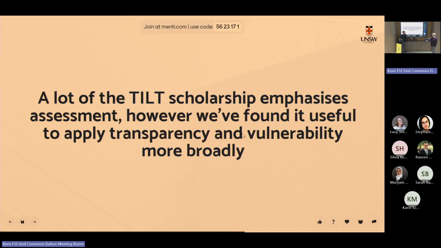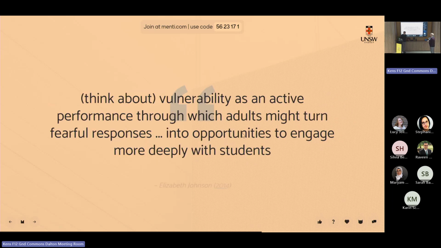And all these other things that seem to come from that sort of speaking to them. And so this was the way that I thought about it. It's a great article about Elizabeth Johnson, who uses Judith Butler's conceptualization of vulnerability. They talk about vulnerability as an active performance through which adults might turn fearful responses into opportunities to engage more deeply. So you take that second questioning and turn it into something that allows for a moment of engagement, that vulnerability.